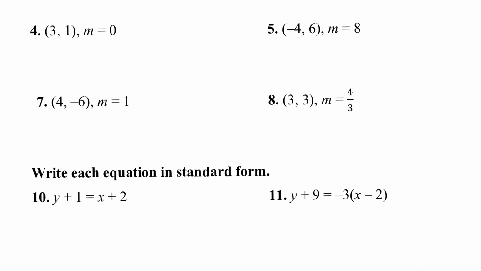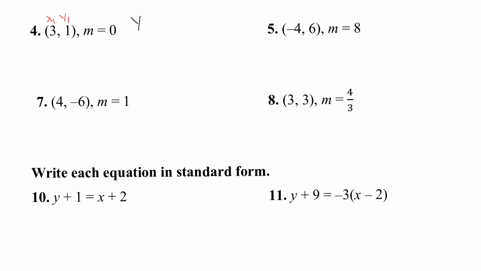So I'm going to do a couple more for you guys. Number 4 and number 8. Those do not have the graph, but they do give us a point on the line. So they say this point 3, 1 is on the line and the slope is 0. And for number 8, we have 3, 3 and the slope is 4/3. We have a fraction here. So first of all, let's go ahead and label what we know. We know this is x1, this is y1. We know m equals 0.